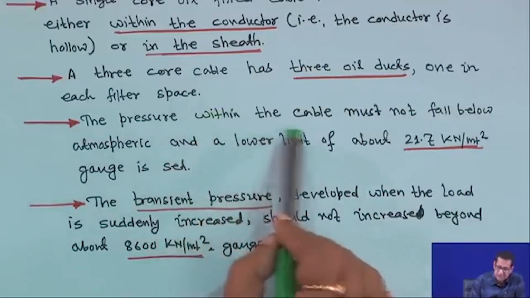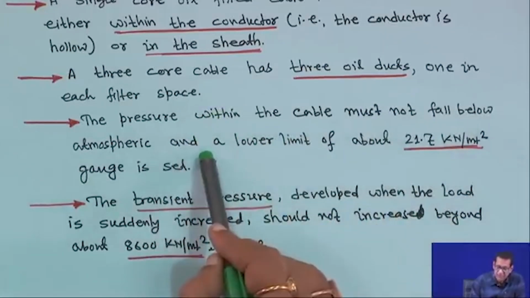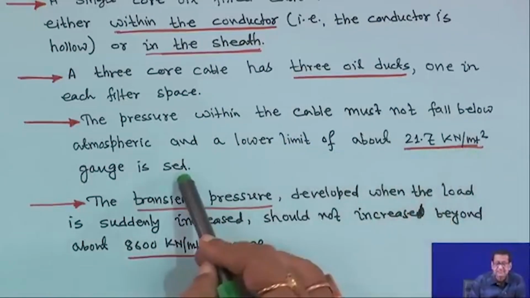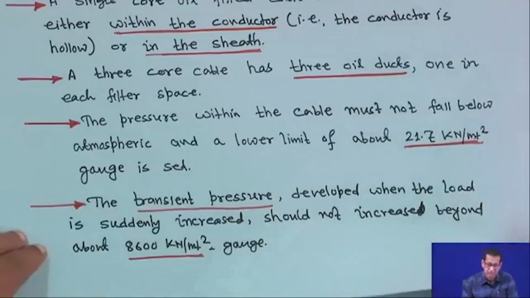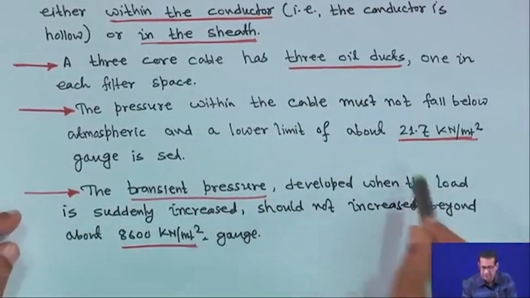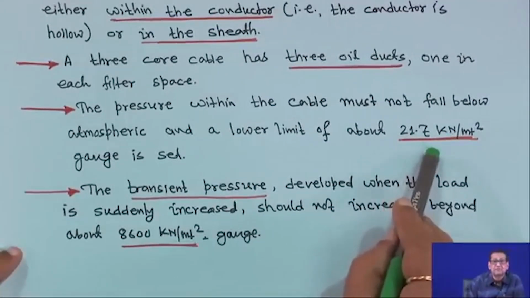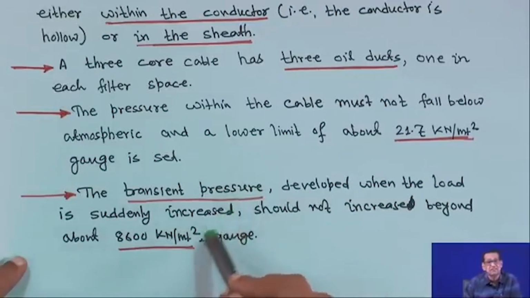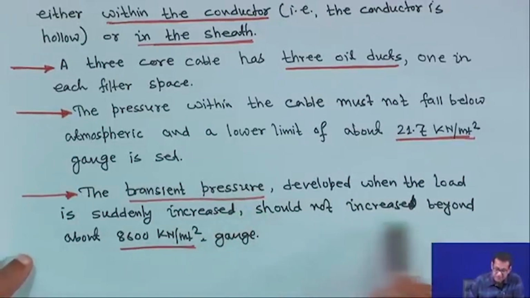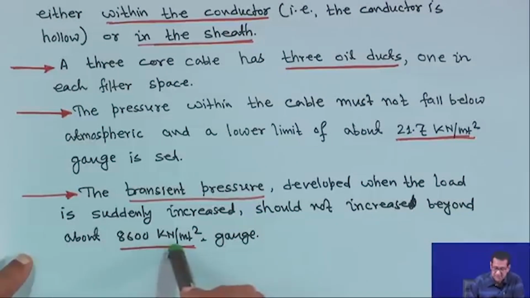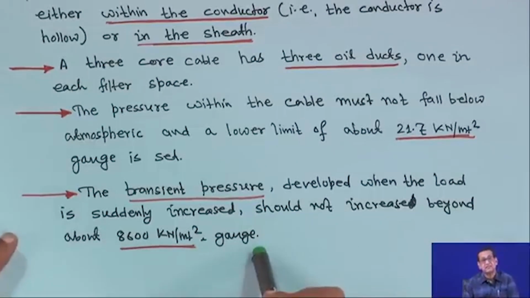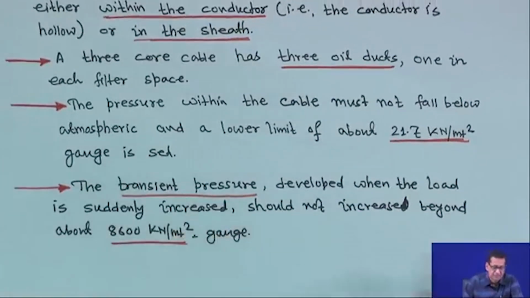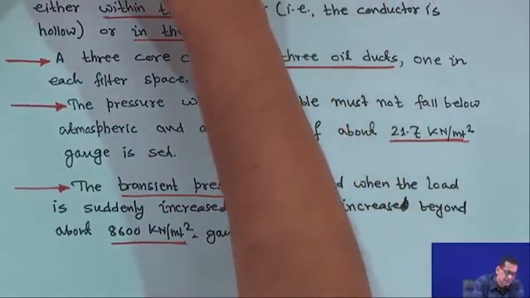The pressure within the cable must not fall below atmospheric, and a lower limit of about 21.7 kilonewton per meter square gauge is set, right. The transient pressure developed when the load is suddenly increased should not increase beyond about 8600 kilonewton per meter square gauge, right. So, you have to maintain these for your oil filled cables.